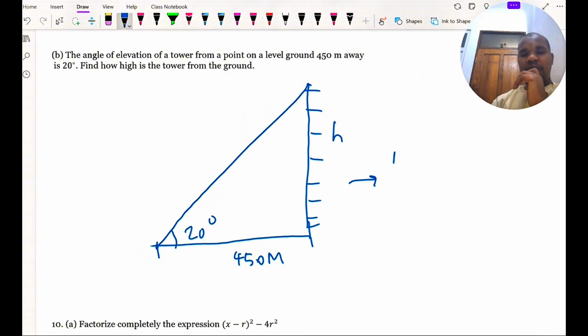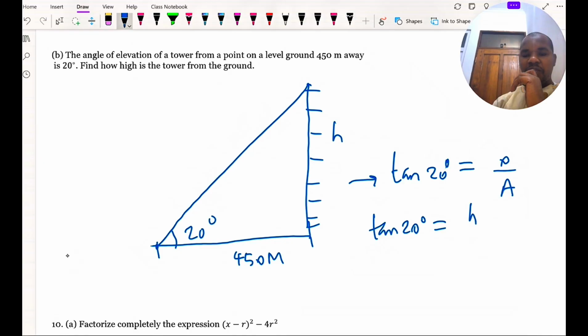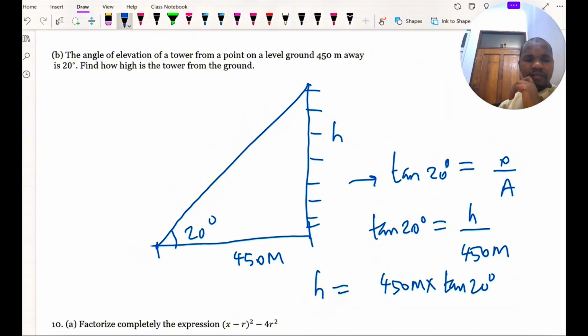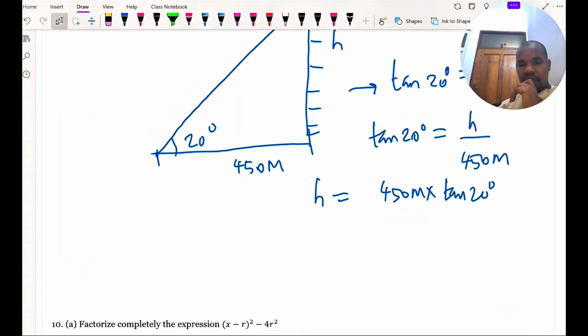I think the easiest approach here is to use the tan definition. So I'll be calling tan 20 degrees. I'll be taking opposite side over adjacent side. So tan 20 equals opposite side, which is h, over 450 meters. So the height will be 450 meters multiplied by tan 20 degrees.